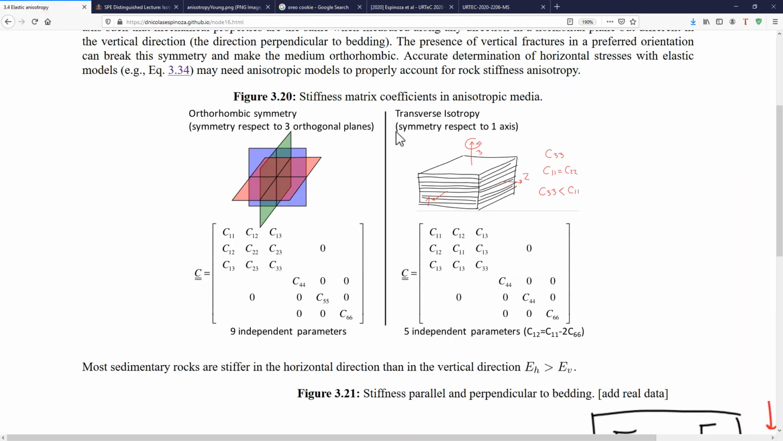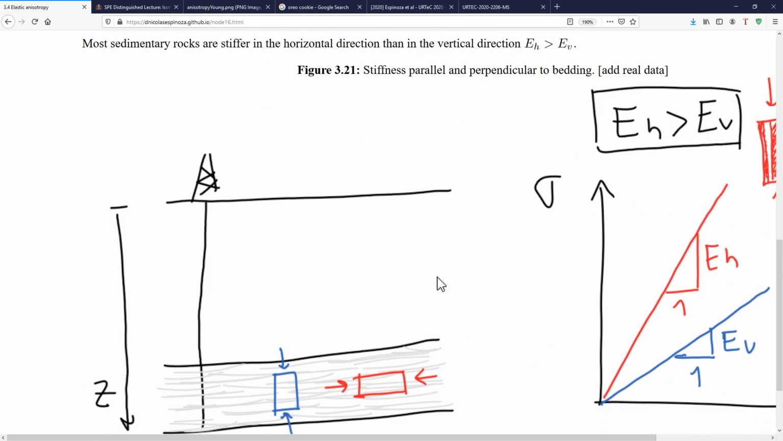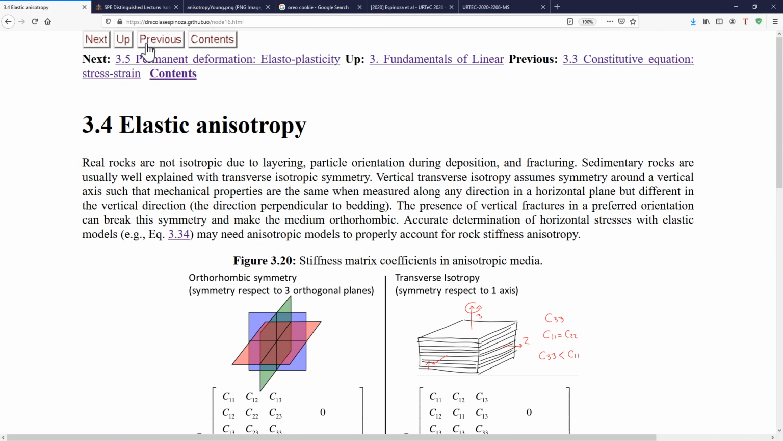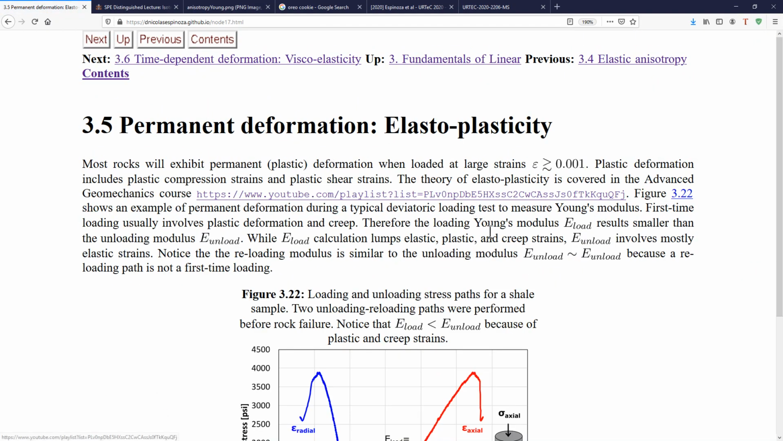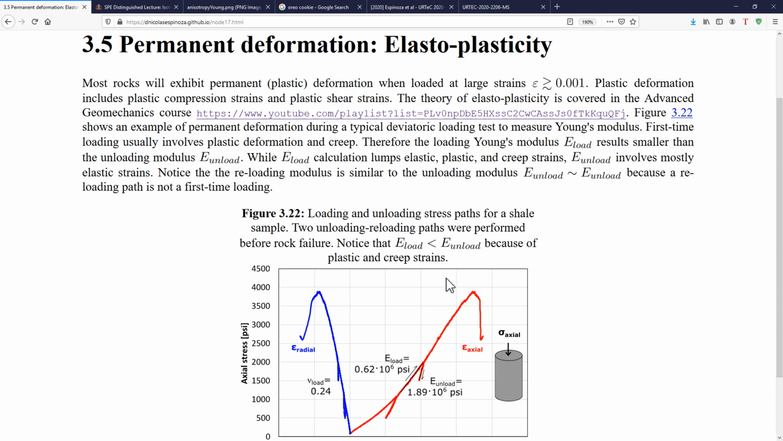Okay, we have seen then what anisotropy is. The next topic that we are going to see, let's see what's next in the list, is permanent deformations. Rocks are not elastic. Many times they develop a permanent or plastic deformation. A material which is elastic is a material that does not develop any irrecoverable deformation. On the other hand, we see that rocks all the time exhibit irrecoverable deformations.